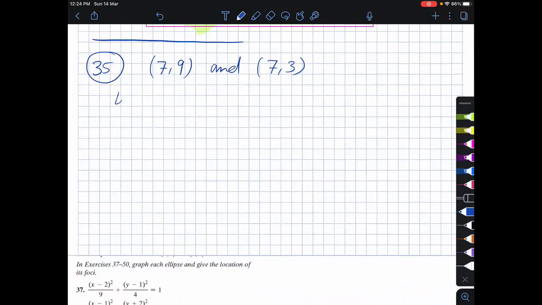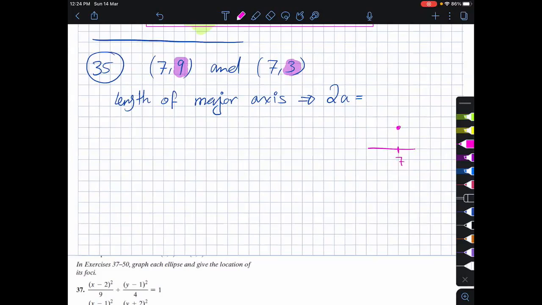The length of the major axis equals 6, which is 2a. How did you find it? You just subtract 3 from 9. Imagine that here is 7, guys, and 7, 3 here, and 7, 9 here. So this is point one and point two. The distance between them is 6, which is 9 minus 3, the absolute value. This is the vertical axis. So 2a is equal to 6.